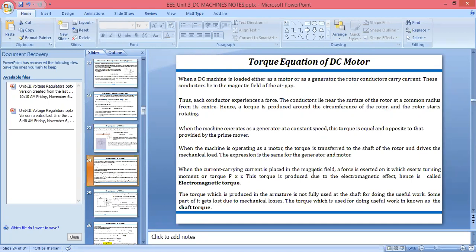So this torque is proportional to the electromagnetic field. Just because of this reason we call that torque the electromagnetic torque. Some of the torque which is proportional to the armature is not fully used at the shaft for doing useful work, and some is lost due to mechanical losses. The torque that is used for doing useful work, that time we call that torque the shaft torque.